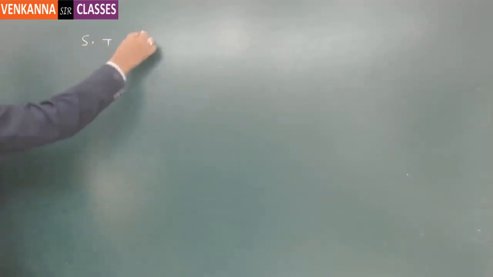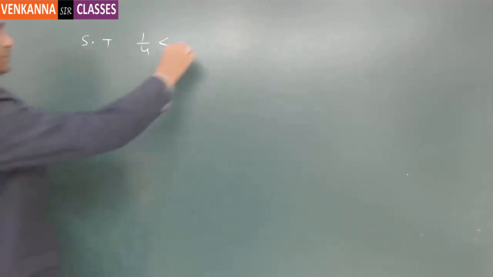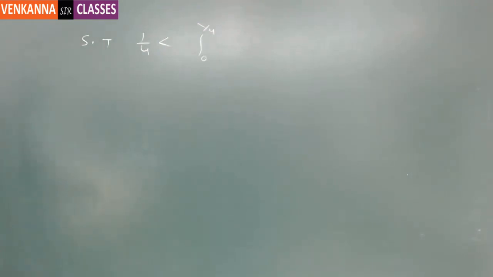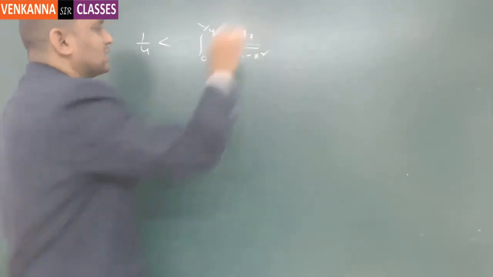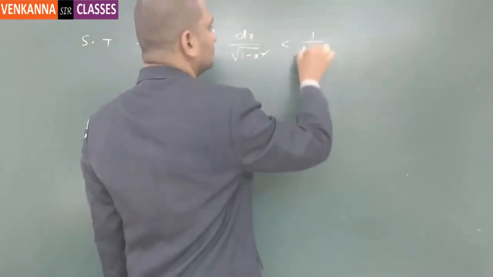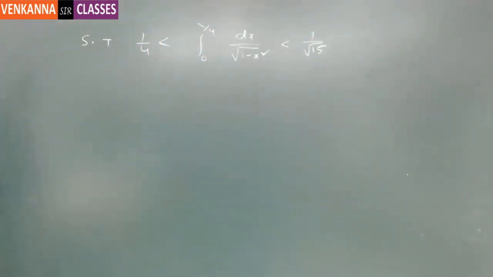Fine. Now the problem is given by, show that 1/4 is less than integral 0 to 1/4 dx by root of 1 minus x square, and which is less than 1 by root 15. So please take a note of that.